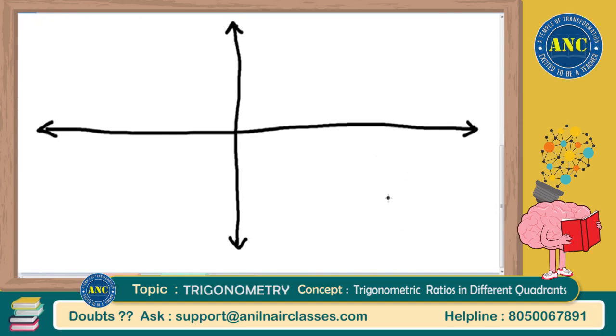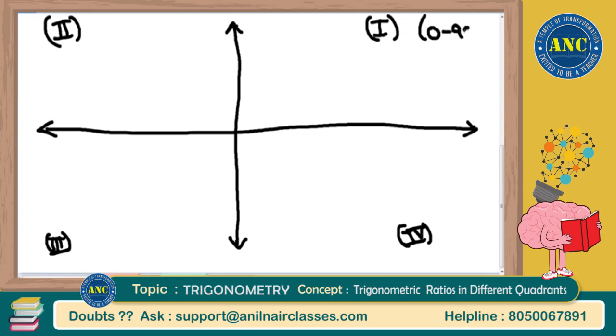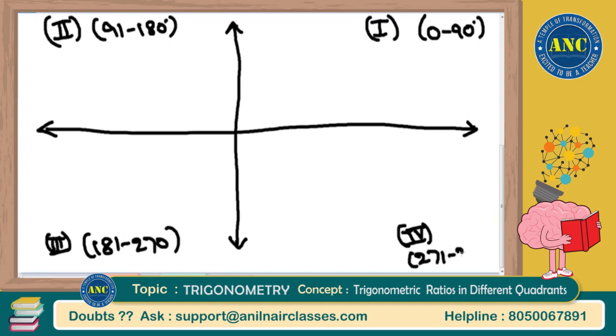Now, I already told you this is my first quadrant, 0 to 90. 91 to 180 is my second quadrant. 181 to 270 is my third quadrant. 271 to 360 is my fourth quadrant. Let me write those things also, so that our understanding will be much clearer. 0 to 90 degrees, 91 to 180 degrees, 181 to 270 degrees, and the last one is 271 to 360 degrees, right?